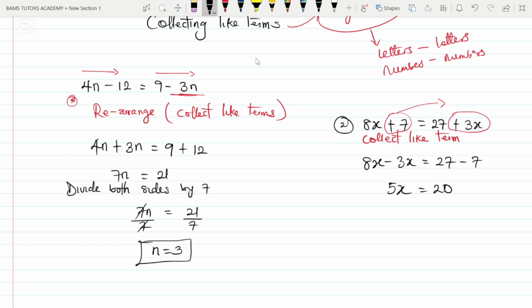Then we are back to the point where we have to divide both sides by 5. Why are we dividing both sides by 5? Because that is the number in front of the letter. We divide by 5 because that's the number in front of the letter. So we are going to have x equals 20 over 5, and x equals 4.